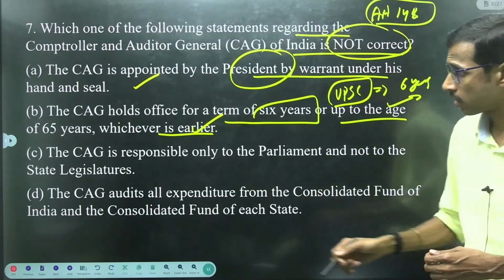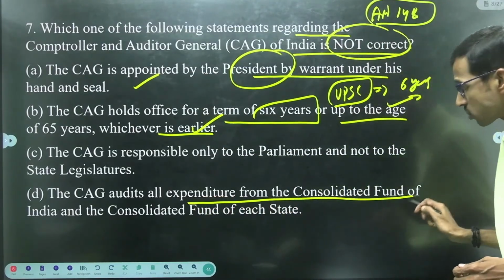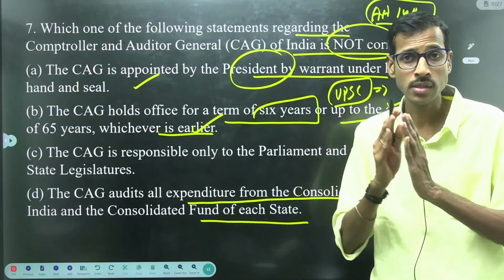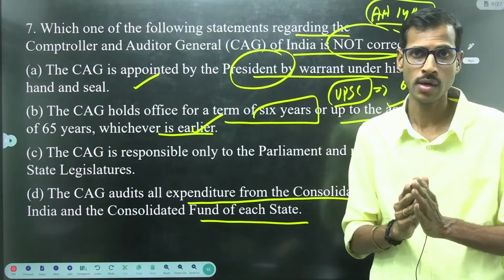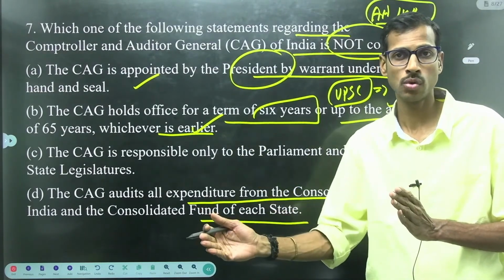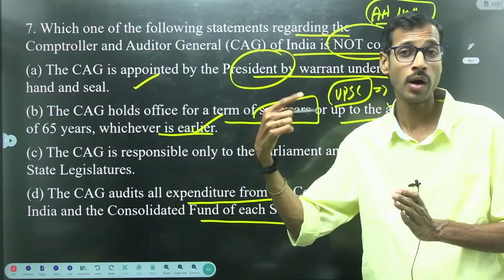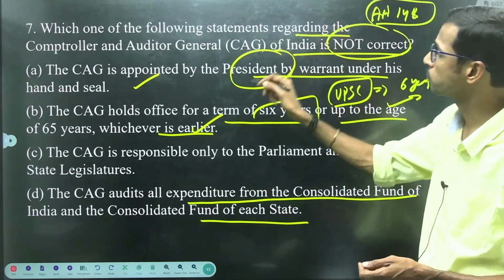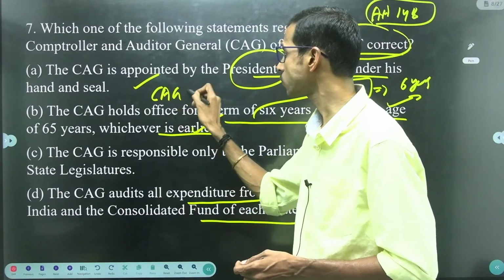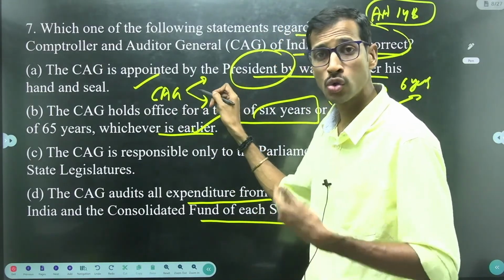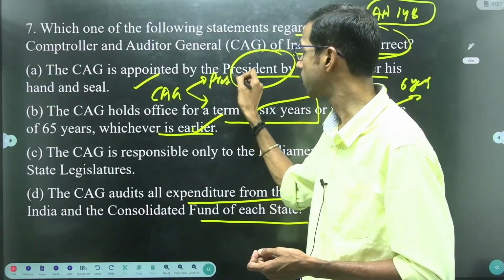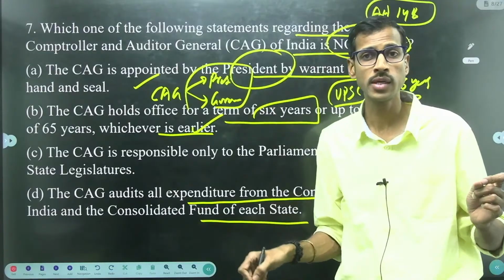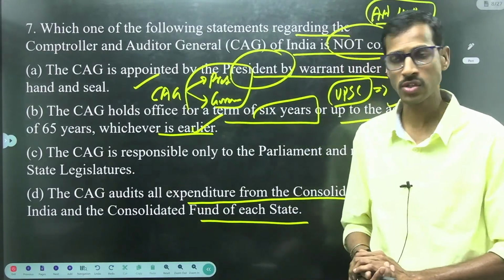CAG audits all expenditure from the Consolidated Fund of India and the Consolidated Fund of each state also. CAG is not only related to the center, he audits the state accounts also. That's why CAG is responsible to the center through the President and to the states through the governors, because CAG audits the accounts of the states.